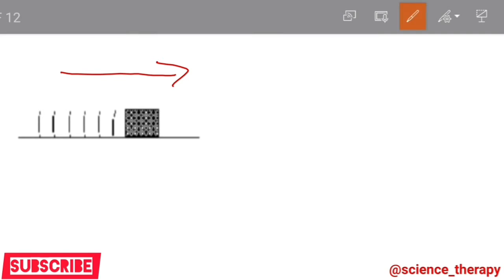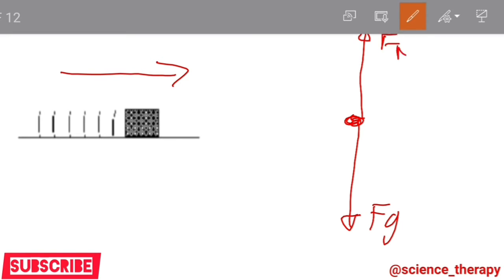So now the only forces that we're going to have here is your gravitational force Fg and the normal force, right? So these are the only forces that are here. The object is just sliding down on its own, right? Then the normal force and the gravitational force are equal.